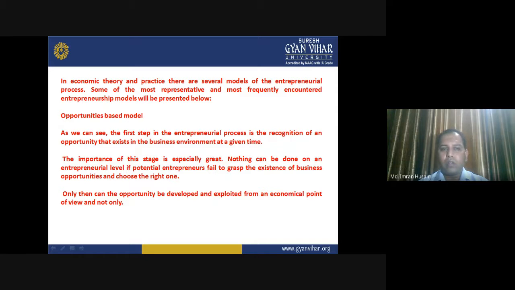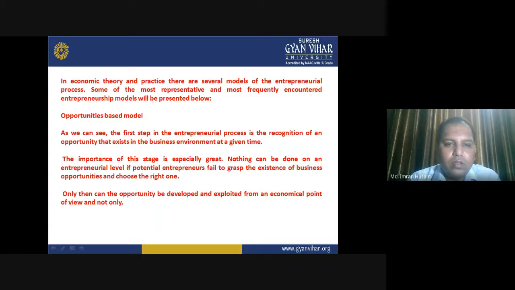Opportunities based model. As we can see, the first step in the entrepreneurial process is the recognition of an opportunity that exists in the business environment at a given time. Okay, what type of fashion is going on these days in the market? What are the products that are growing fast? So an individual must understand the basics that are involved.